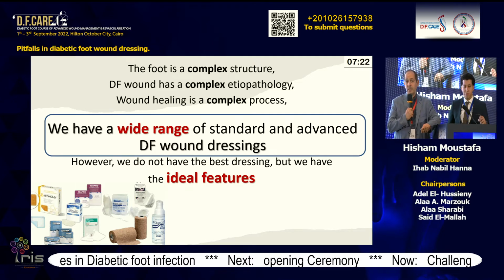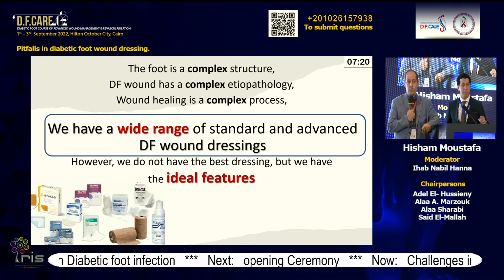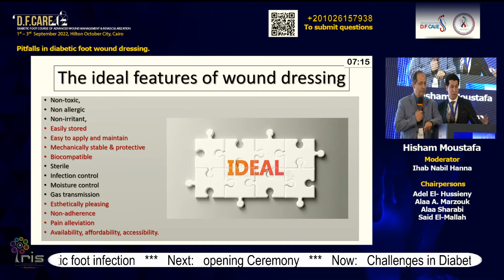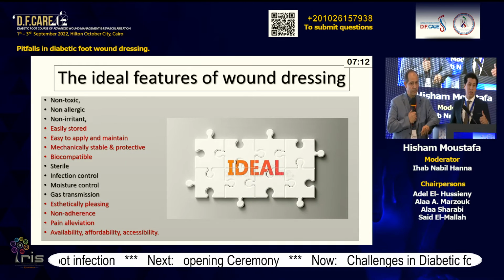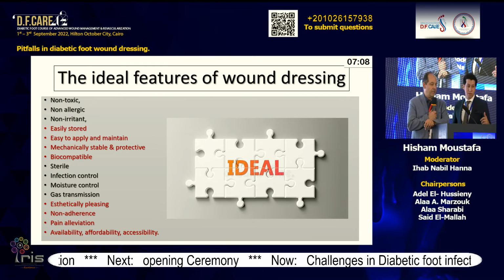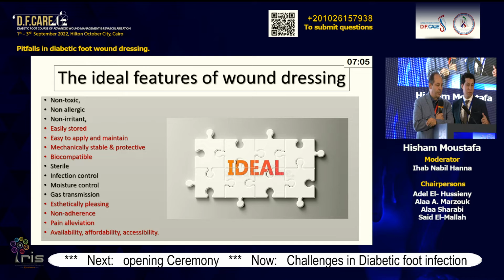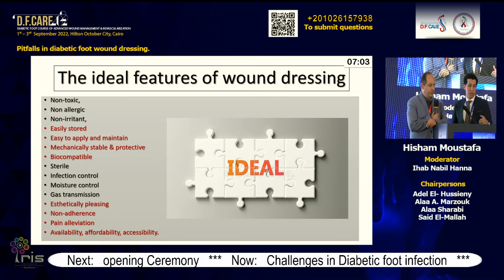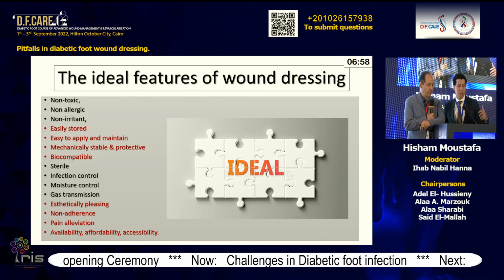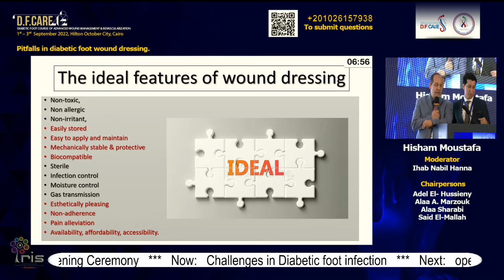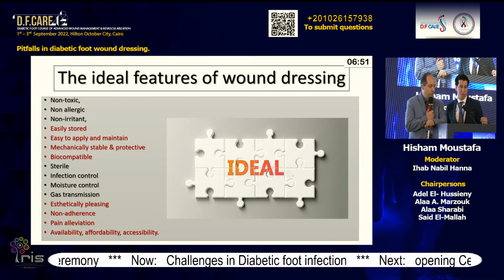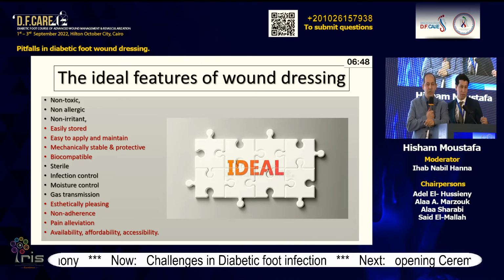So the second point you have to remember is that when you go for wound dressing, remember the ideal features of wound dressing. The ideal features of wound dressing are non-toxic, non-allergic, non-irritant. Easily stored, easy to apply and maintain, mechanically stable and protective, and also biocompatible. And also sterile, infection control, moisture control, gas transmission. And also it is aesthetically pleasing, non-adherent, and does pain alleviation, and of course it should be available, affordable, and accessible.